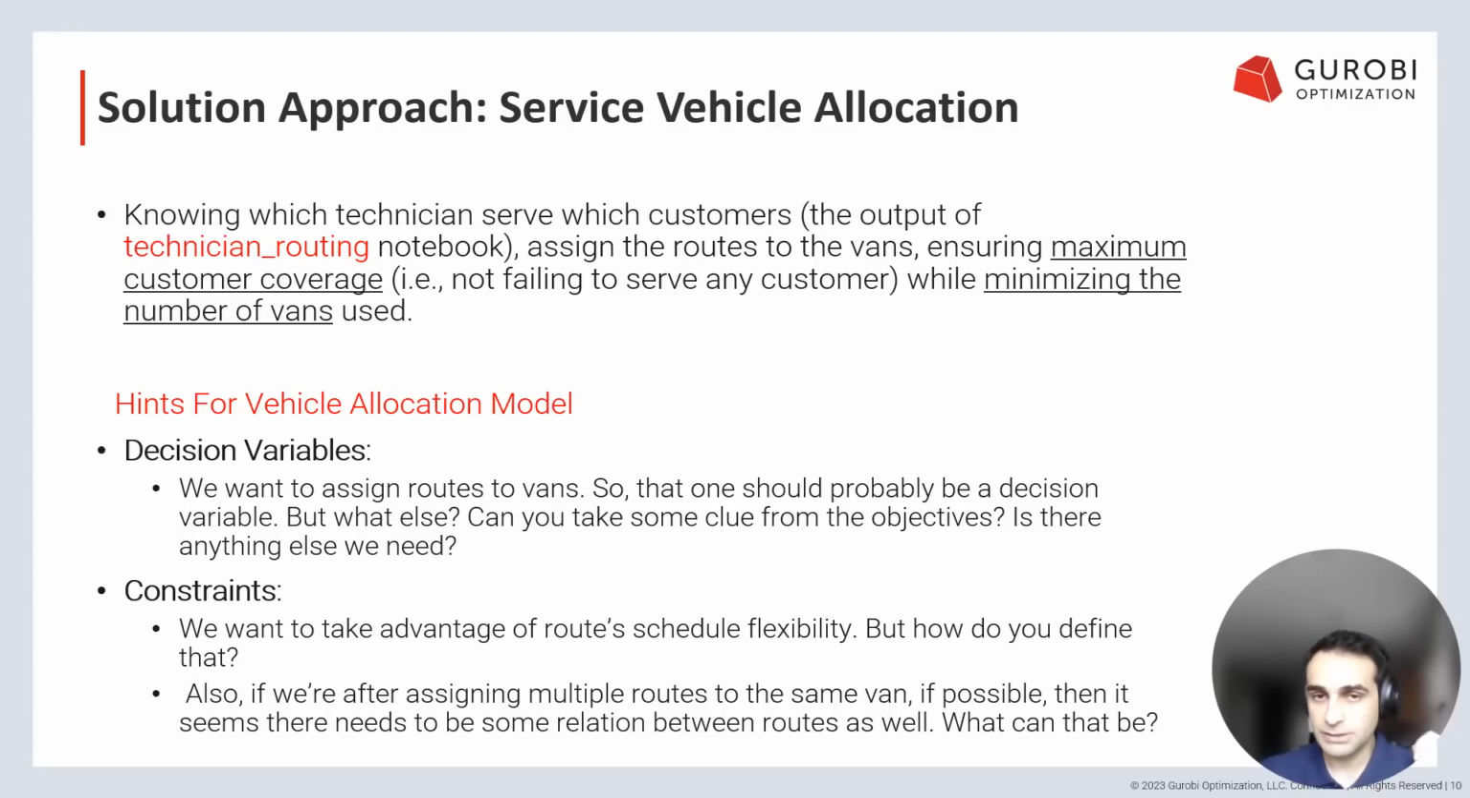You saw in the plot in the previous slide that we somehow want to take advantage of the routes' schedule flexibility, and if possible, have multiple routes be assigned to a single van. So it seems there also needs to be some relation between routes when they are assigned to a van, right? Also, we said taking advantage of the route's flexibility. But how do you define that flexibility? It's not that the route can start or end anytime at once, right? If you think about the answers to these questions, then hopefully you have a better sense of what variables and constraints we need for this problem. Good luck.